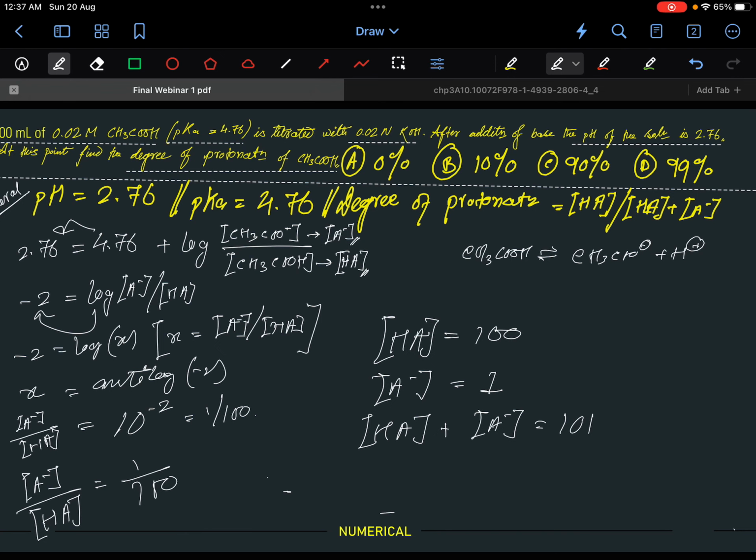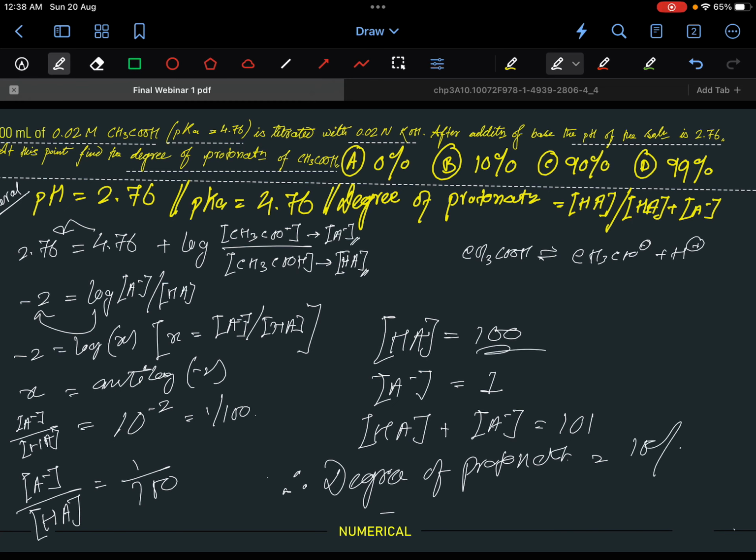We have to find the degree of protonation, right? For the degree of protonation we have to divide by the HA. So the degree of protonation equals the concentration of HA, which is 100, divided by 101. This is approximately 99%. So the answer is option D, right? Makes sense?